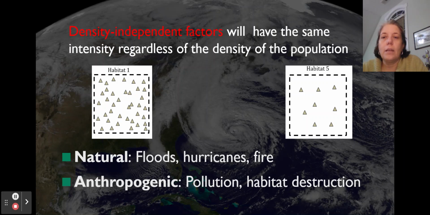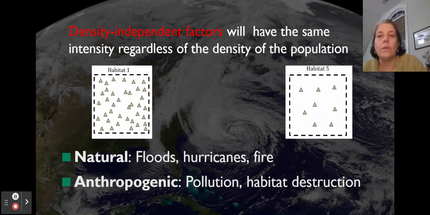So, something like a flood, a hurricane, a fire, a tornado, a tidal wave, a tsunami, any kind of natural disaster type thing, and also anthropogenically maybe pollution or habitat destruction. These are independent of the density.